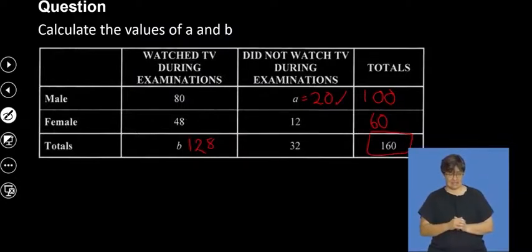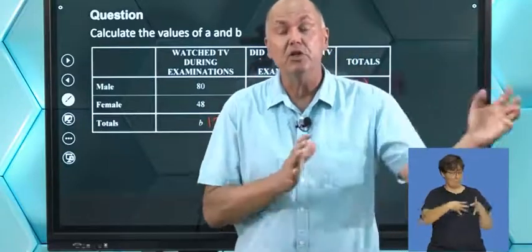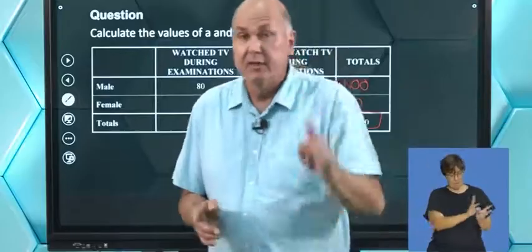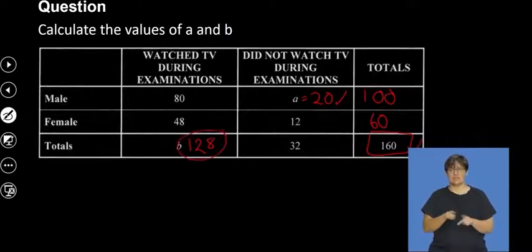Let's make absolutely sure, because when you're doing one of these tables, you need to make sure that things add up going down and across. So does it? 128 plus 32, or plus 30, plus 2 will give you 130, plus 30, yes, it gives you 160. So it does add up. This number of 128 for B is correct, and the number of 20 for A is correct.